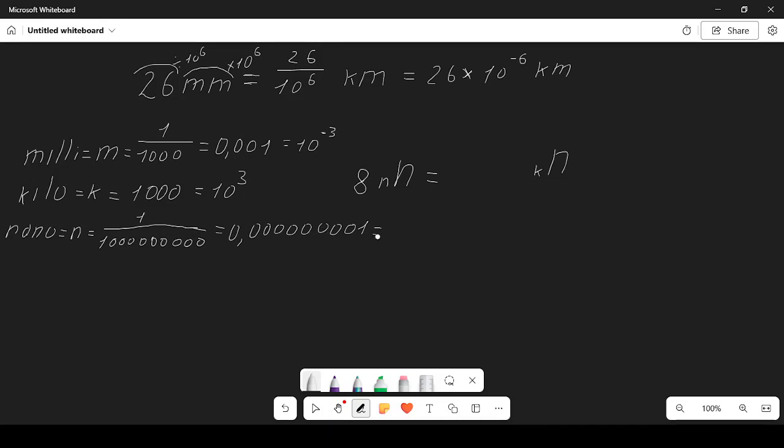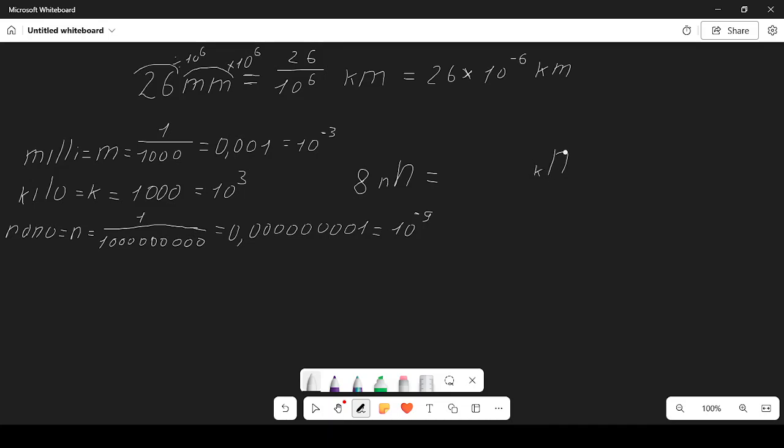Or we can present it as 10 power negative 9. So, okay, we have 8 nanonewtons and we want to present it in kilonewtons.